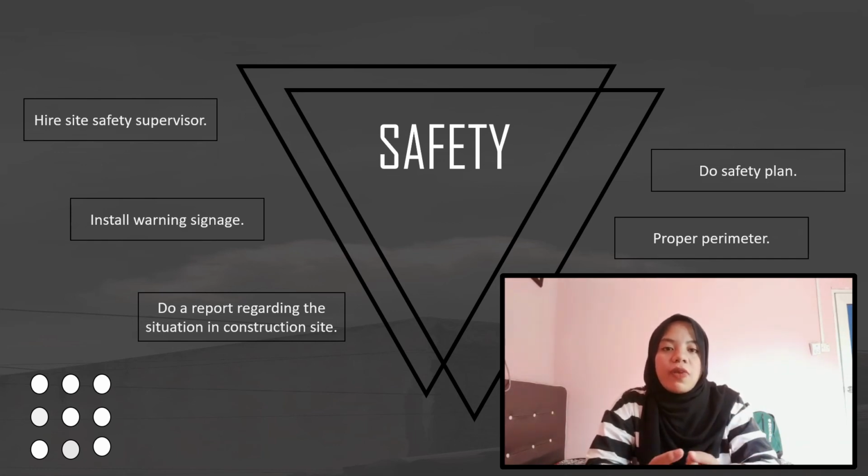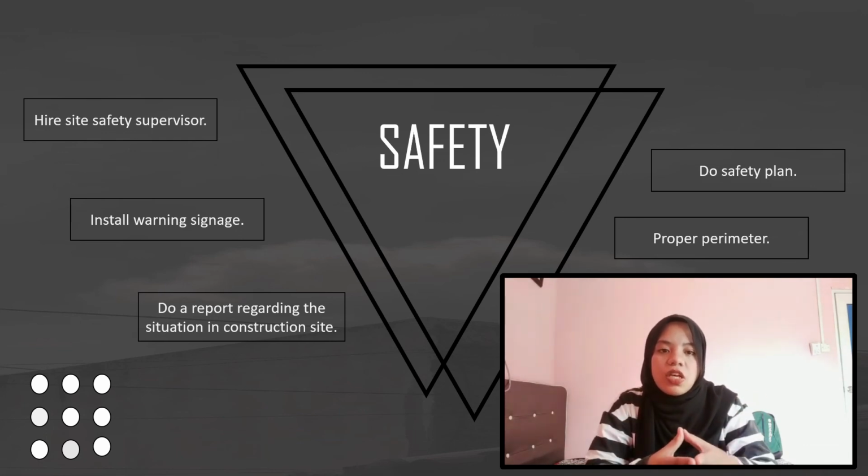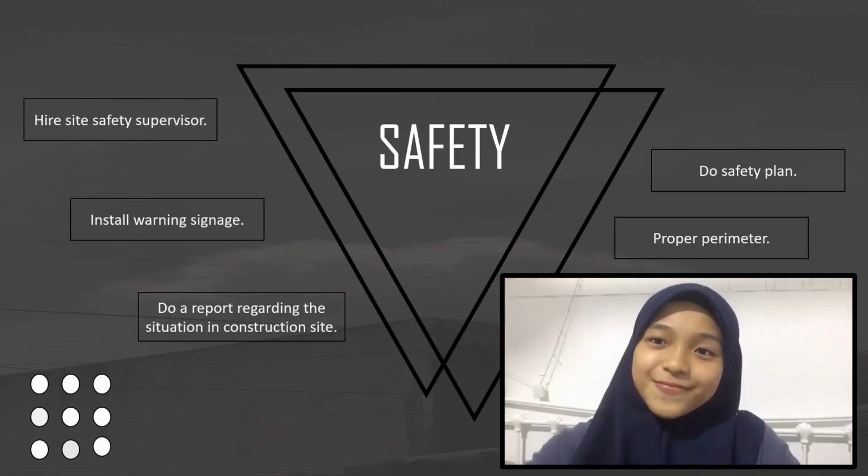Next, make a safety plan for the project. This safety plan will cover all the safety action procedures if there is any accident on site. Next, install warning signage. This visual and label signage will warn road users about the potential hazard that can happen when they are passing by the flyover.